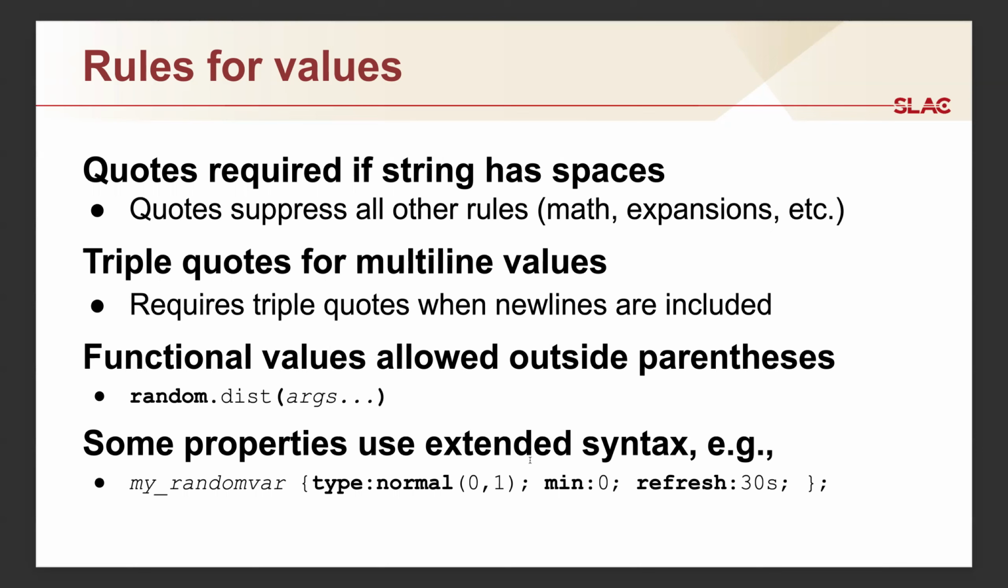And then some properties use an extended syntax that looks kind of like JSON syntax. And so here's an example of a random var property that uses this kind of extended syntax to set the type of the random variable, the minimum value, and how often it's updated. We'll talk about that a little bit more. But it is not unusual to find some properties that use extended syntax.